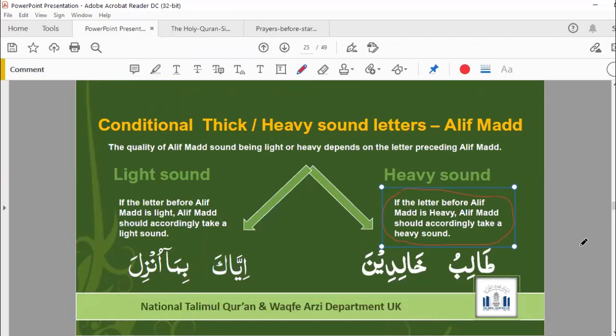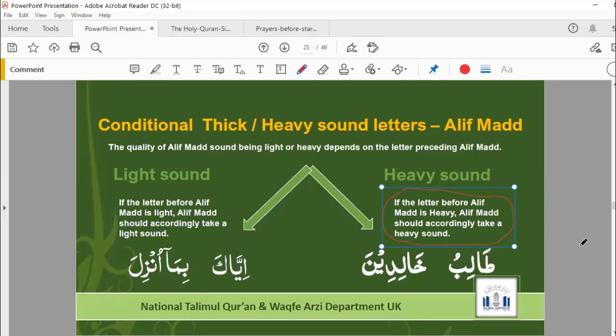So if the letter before alif mud is heavy, then mud should accordingly take a heavy sound. Because da is heavy, therefore the alif has a heavy sound. Kha is a heavy letter, so the alif takes on the heavy sound. In the next example with the light sound, if the letter before alif mud is light, alif mud should accordingly take a light sound.